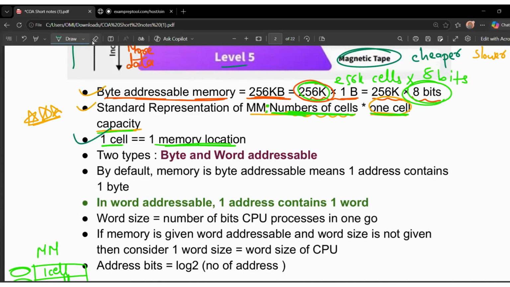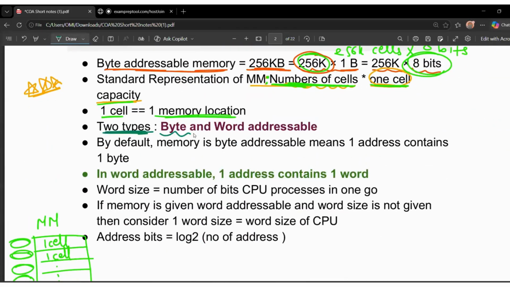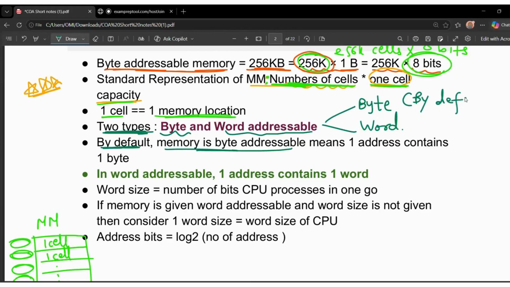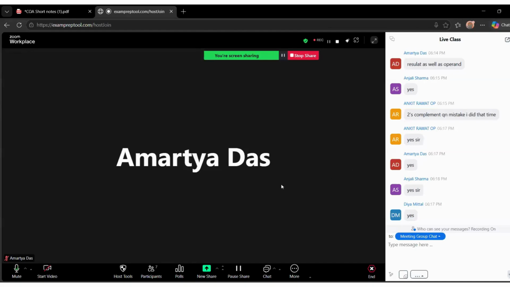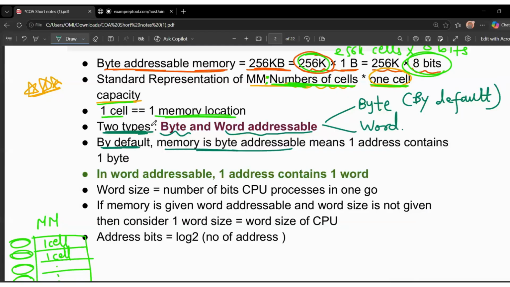Now we have seen two types: main memory is classified into byte addressable and word addressable. By default, memory is byte addressable.